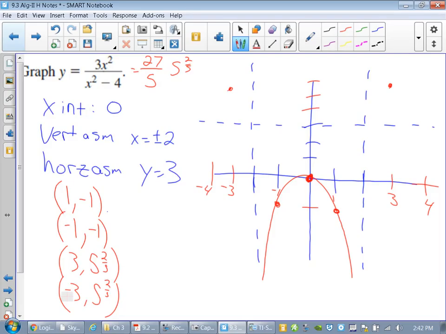Use 4. What's 4 squared? What's 16 times 3? 48. And then 4 squared is 16. 16 minus 4 is 12. So you wind up here at 4, 4, and -4 and 4, which means it's doing this.